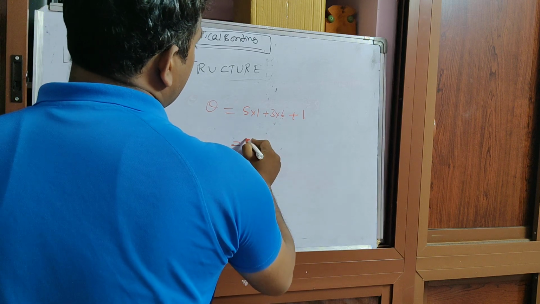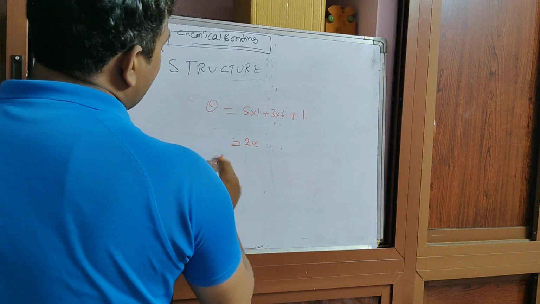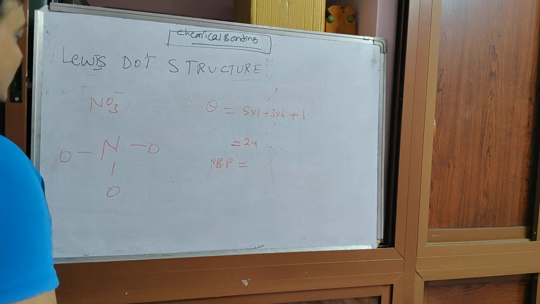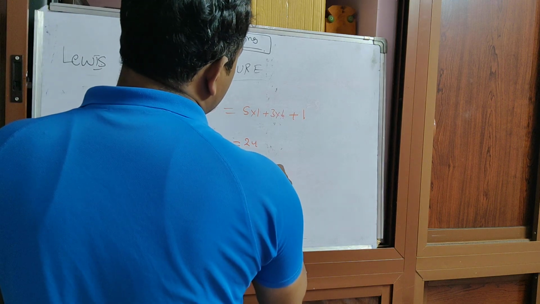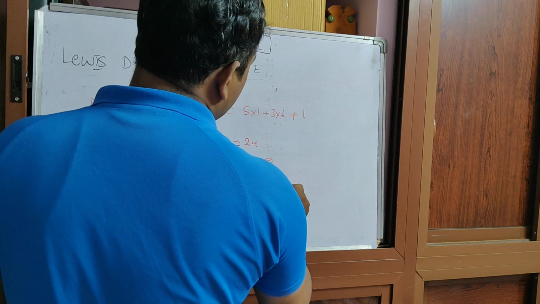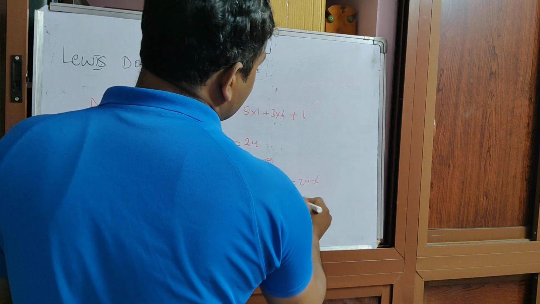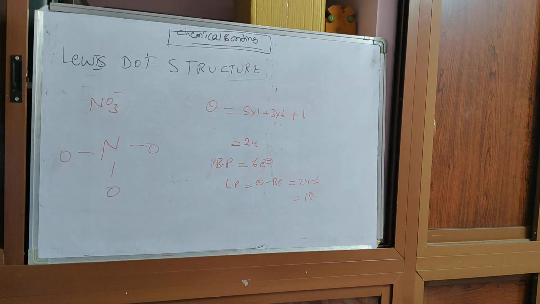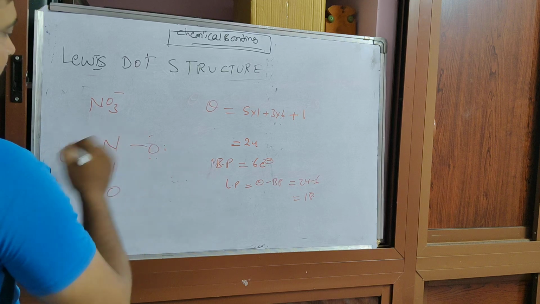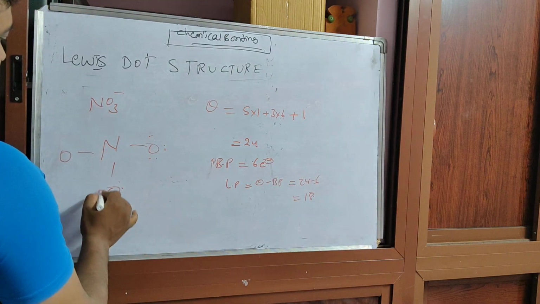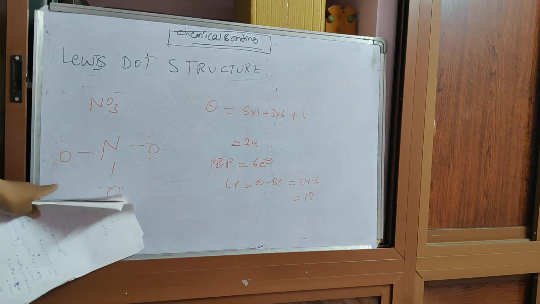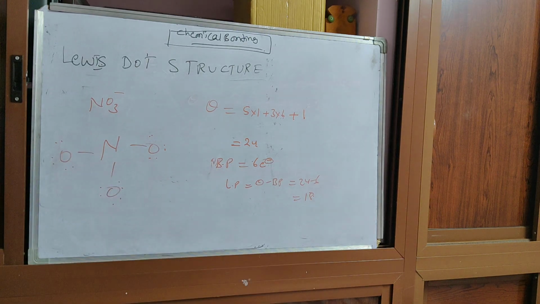5 plus 18 plus 1, 24. Bond pair electrons is equal to how many? 1, 2, 3. 3 bonds are there. 3 into 2 is 6 electrons. Lone pairs is equal to Q minus bond pair electrons, 24 minus 6, 18 electrons. How do we adjust? 18 lone pair electrons are there. 6, 6, 6, yes, 18.